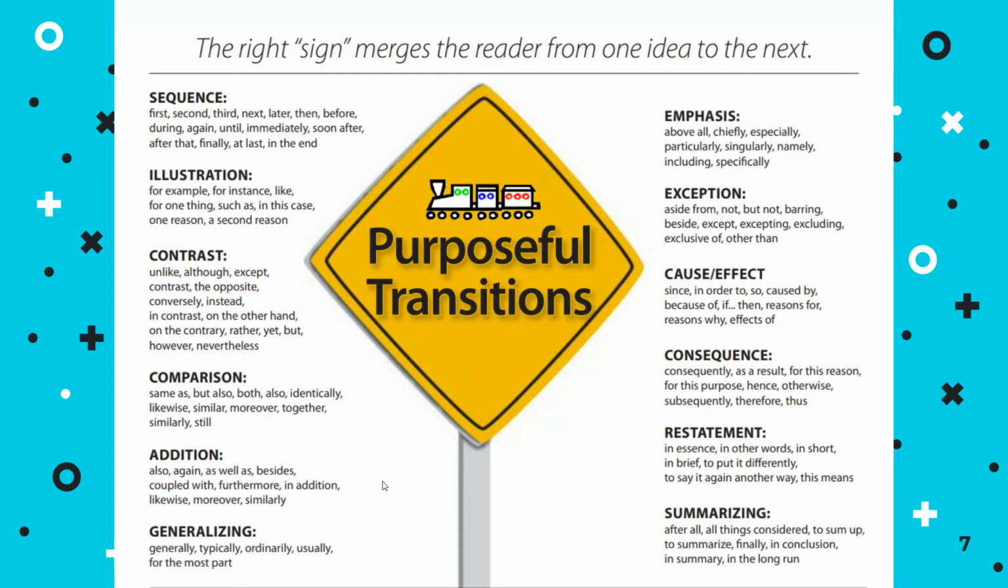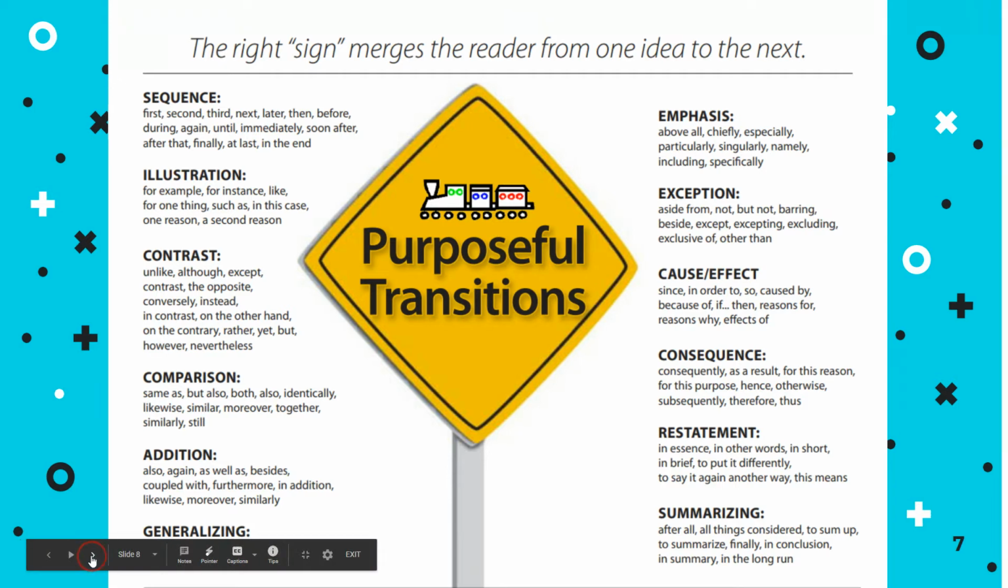We can show a cause and effect relationship: since, in order to, so, caused by, because of. We can show a consequence: as a result, otherwise, therefore. We can also do a restatement. So if we want to say something in another way, we can say in essence, or in other words, or to put it differently, or we can summarize: after all things considered, to sum up. I think you get the point. I gave you a note page with all of these transitions for you to reference so that you can use them in your writing, and you can use them today in this lesson also.